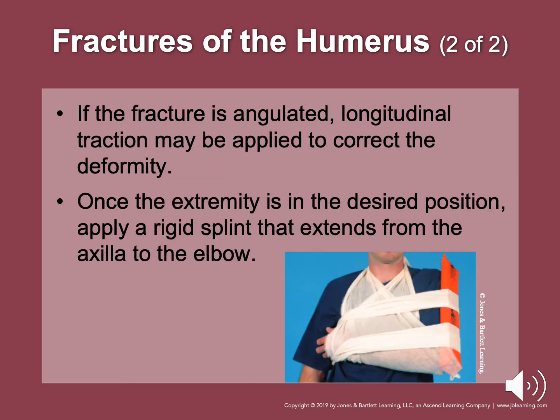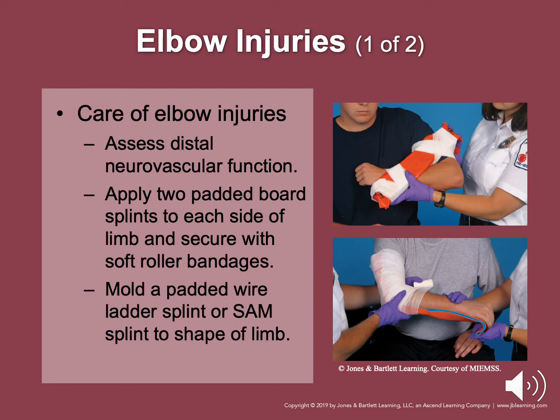Elbow injuries. Fractures and dislocations often occur around the elbow, and different types of injuries are difficult to distinguish without a radiogram. They all produce similar limb deformities and require the same emergency care. Injuries to nerves and vessels are quite common. Care of elbow injuries includes assessing the distal neurovascular function periodically.